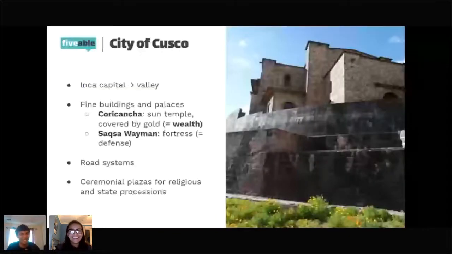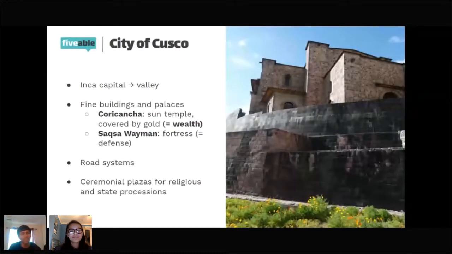Okay, so now that you know about the Inca Empire, let's talk about the city of Cusco, or Cuzco, like how other books spell it. It is the Inca capital, like how the Aztecs are known for their capital city, Tenochtitlan. The Inca capital is Cusco, and it's actually situated in a valley.